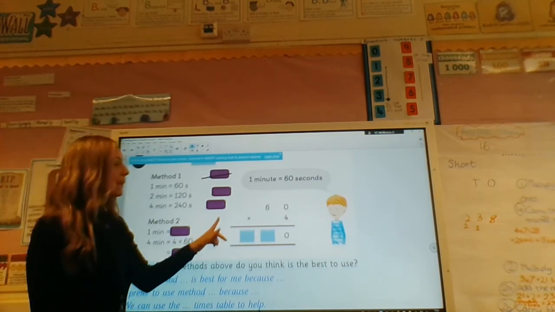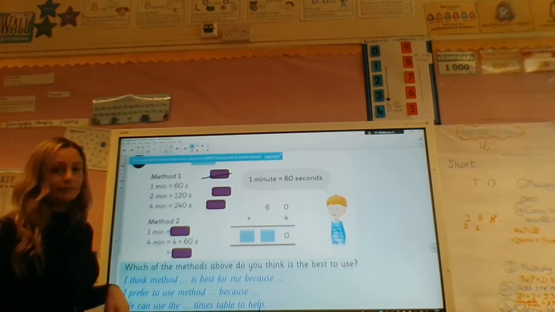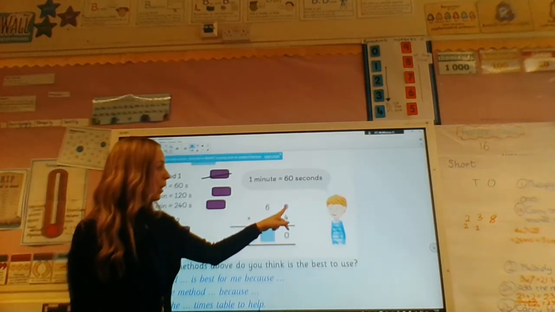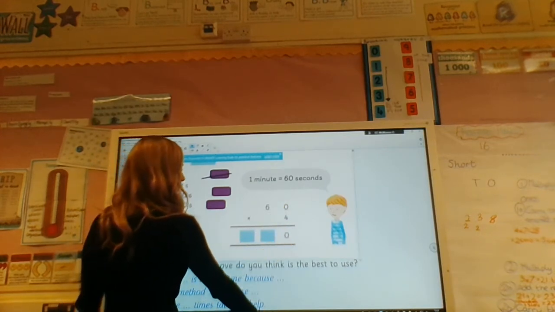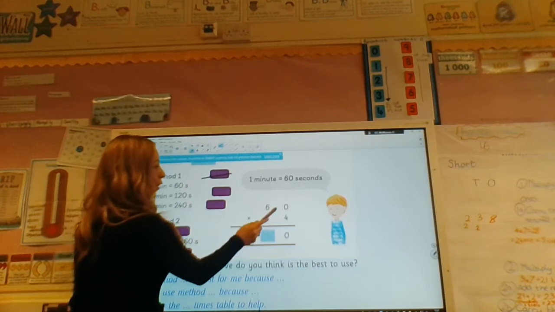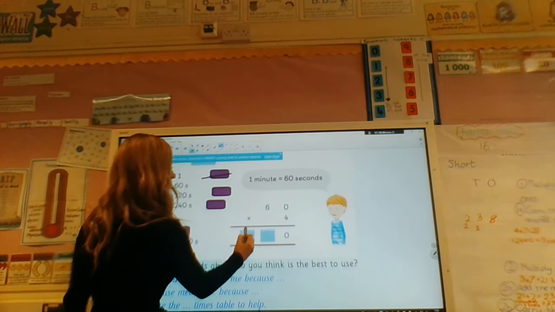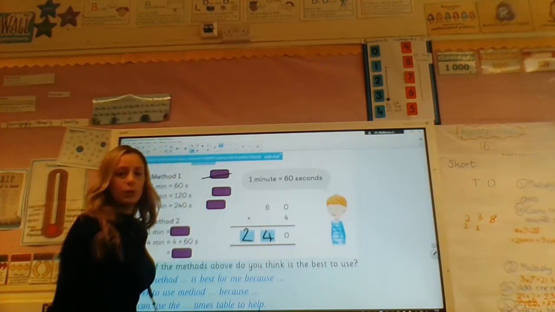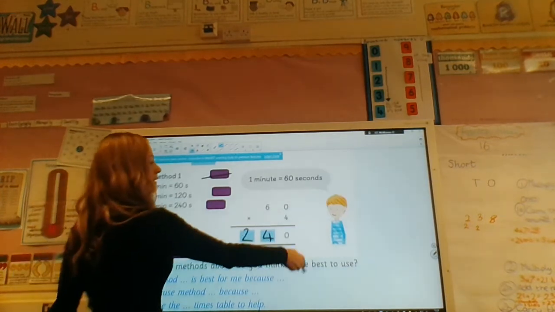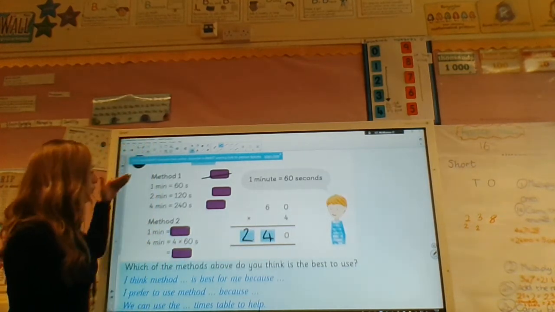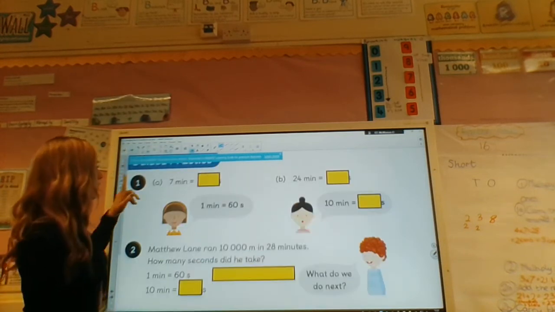You could do the column method, so if you want to know how many seconds are in 4 minutes, you know there's 60 seconds in 1, so you're going to times it by 4. So you do 4 times 0, which is 0, and then you do 4 times 6, which is 24, and that gives you 240. So it's up to you which method you use. You can do it as the column method for multiplication, or you can just do it mentally using your 6 times tables.